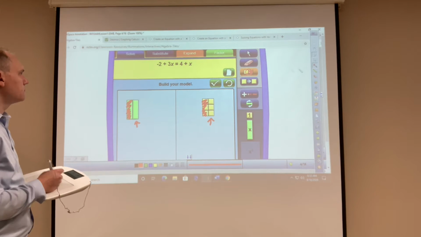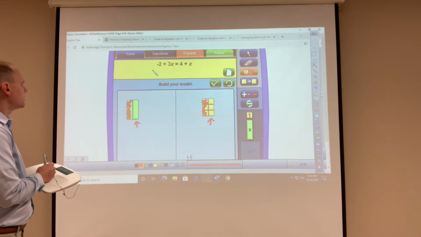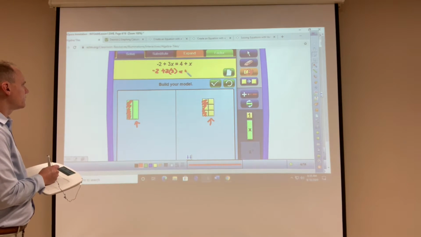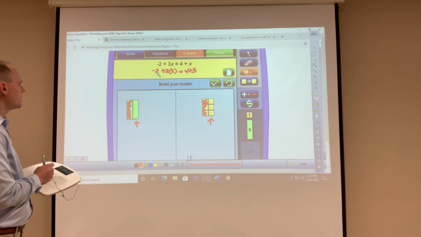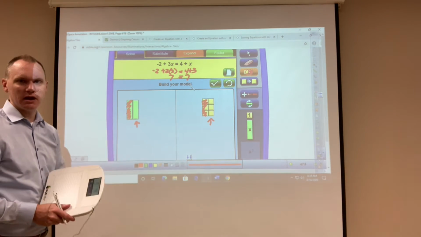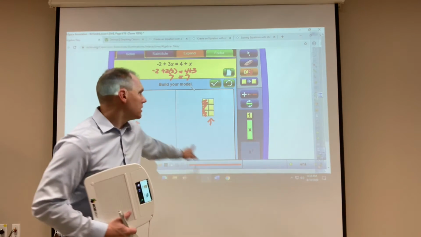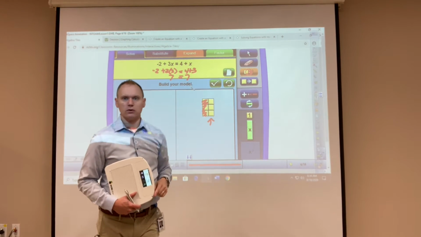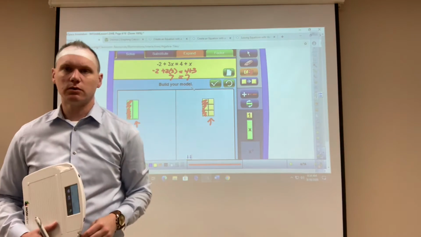All right, so let's check it. If x is 3, it's going to be negative 2 plus 3 times 3 equals 4 plus 3. Let's see, negative 2 plus 9 is 7. 4 plus 3 is 7, so that checks out, right? So what we're saying is if x were 3, then these would be equal. These two sides are equal.